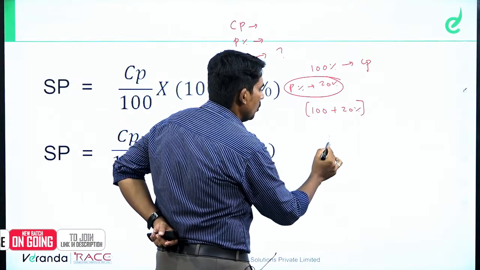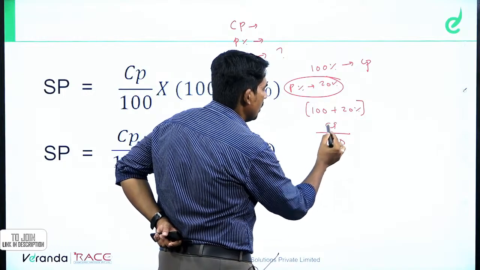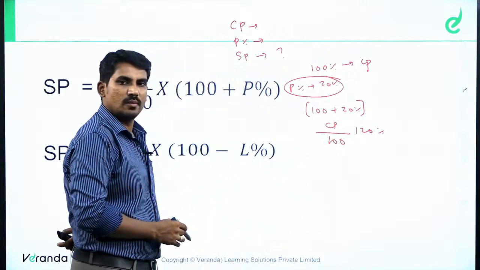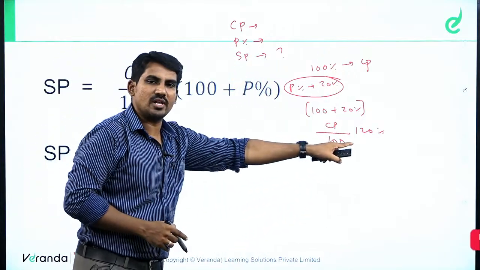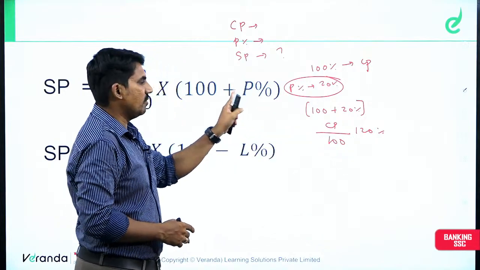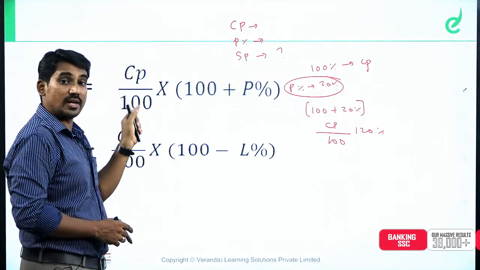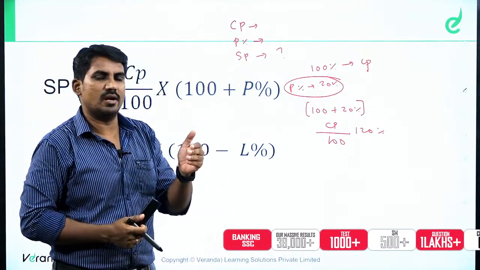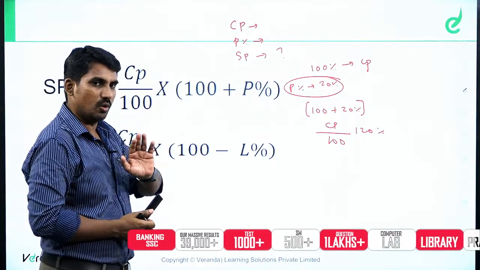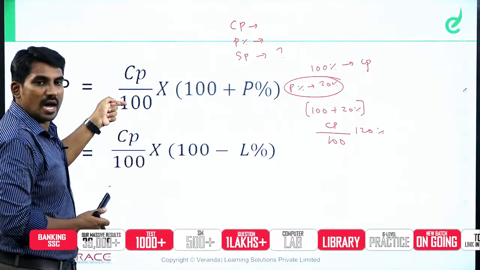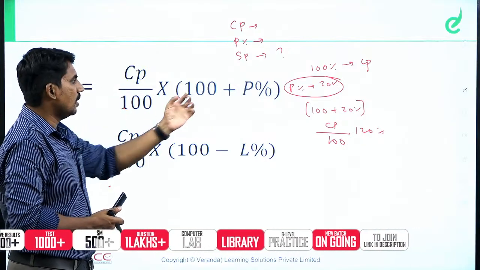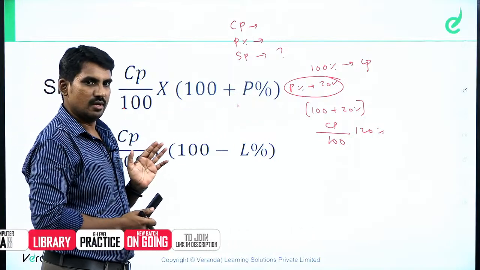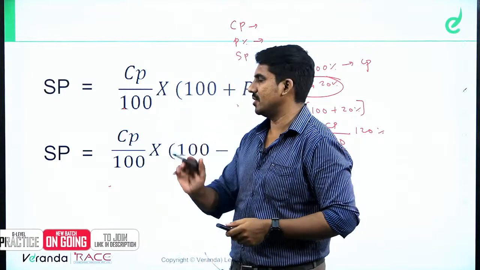Now what we can do is, this 100 is CP, 100 plus profit, what is it? 120%. This is the method. 100 is CP, profit given, add the profit to the 100, we will get the SP. Study like this. Don't study as a formula, CP by 100 into 100 plus profit, CP by 100 into 100 minus, like that. Listen carefully: 100% is cost price. Profit given, 100 plus profit percentage, we will get the selling price. That's all, right? Understand and study, don't mug up as a formula.